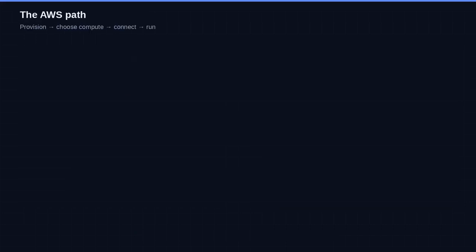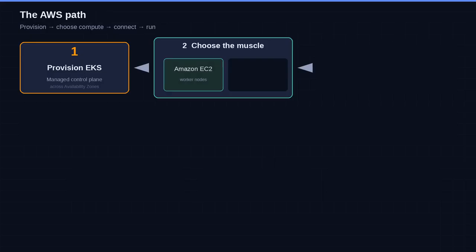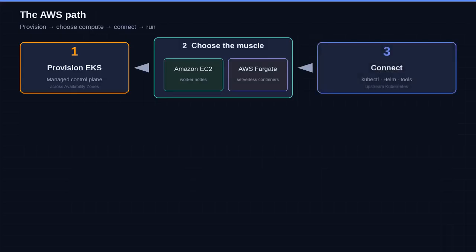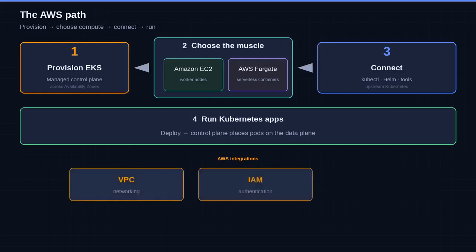How do you actually get there on AWS? The path is deliberately short. First, provision an EKS cluster. EKS automatically deploys and runs the Kubernetes control plane for you, the managed brain across availability zones. Next, you choose how muscle appears. You can provision worker nodes on Amazon EC2, classic customer managed compute for the data plane. The same workflow diagram also shows AWS Fargate as a path to deploy serverless containers without managing node servers yourself.